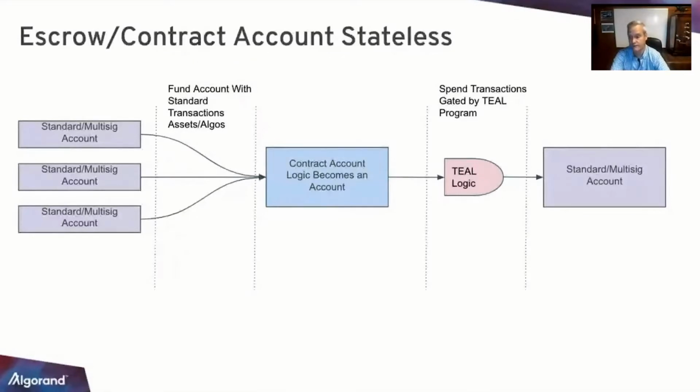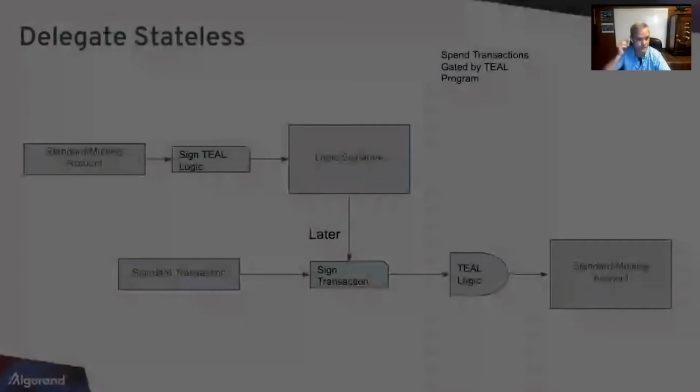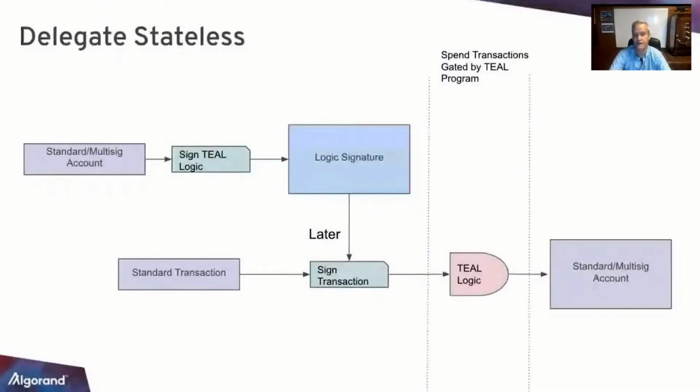If it's not approved, then the transaction will be rejected. So that's typically how we use a stateless contract as an escrow, or what we call a contract address account. All right, another way that stateless contracts can be used is in a delegated fashion.